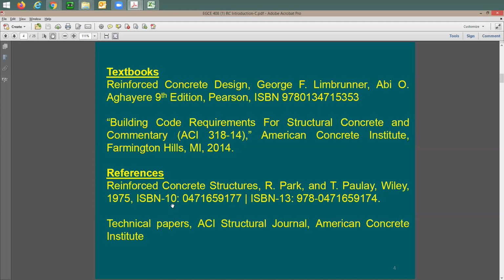We have more references. We have this famous book by Park and Paulay, and it is very good. It has some ideas and more explanation about concrete performance. However, just staying with the slide sets, the homework, and the project, you should be in good shape.